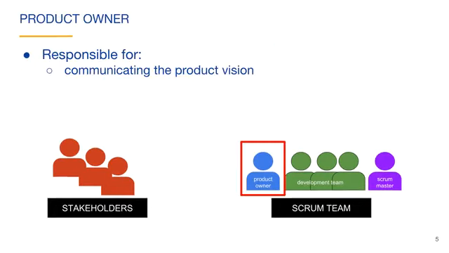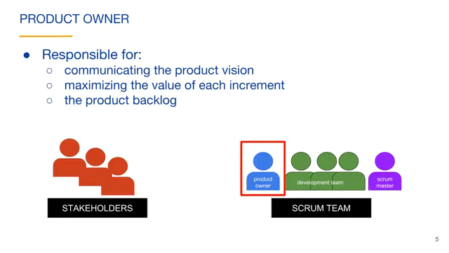The product owner is the member of the Scrum team who is responsible for communicating the product vision. The stakeholders and the Scrum team need to have an understanding of the product vision in order to work effectively. The product owner is also responsible for maximizing the value of each increment. Each feature that the development team works on should be of high value.